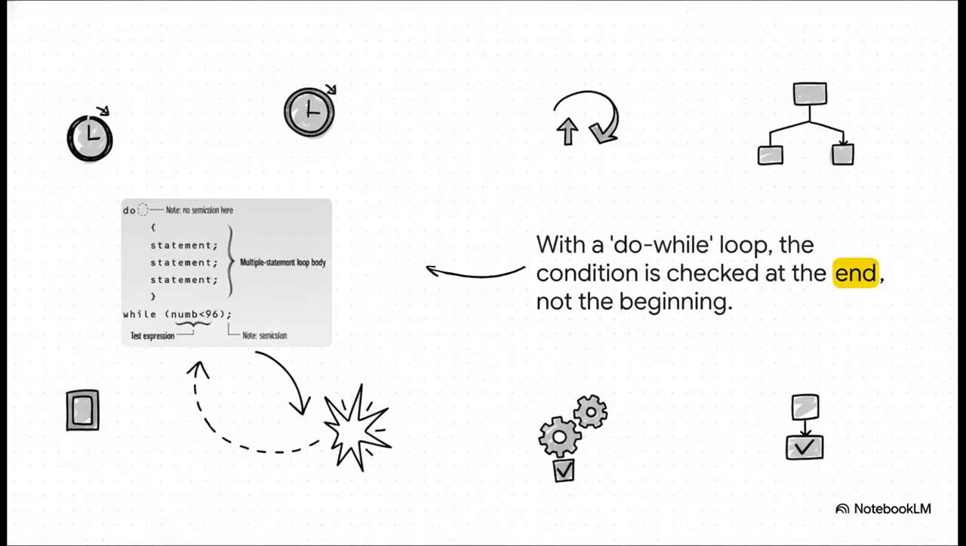See the difference in the structure here? The do part with the code block comes first. The while condition gets checked at the very end. And that simple switch has a huge effect. The code inside is guaranteed to run at least once. It's perfect for that menu example we were just talking about.